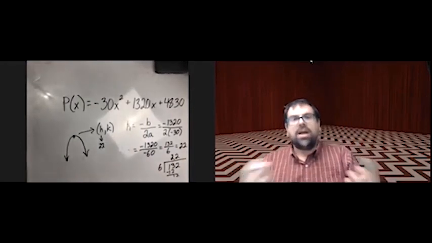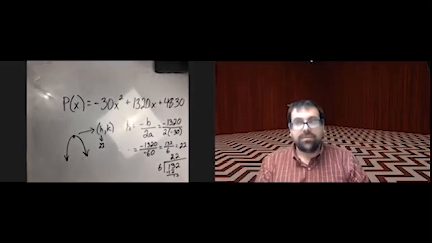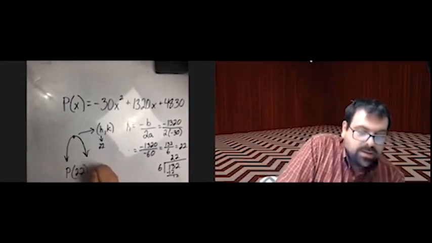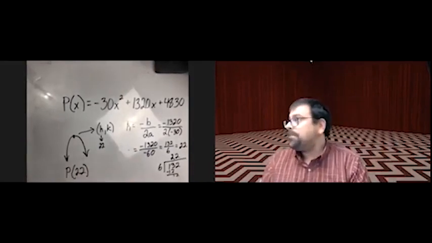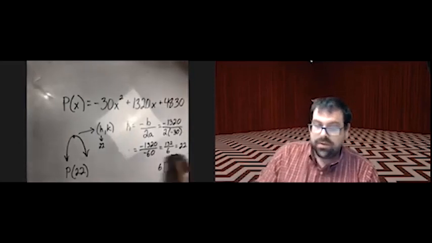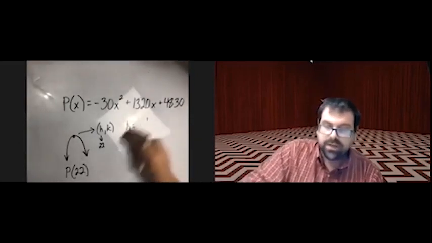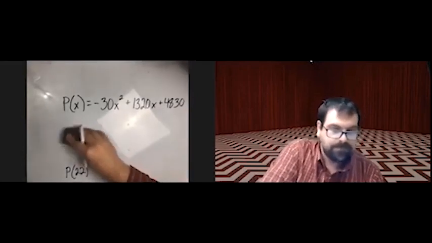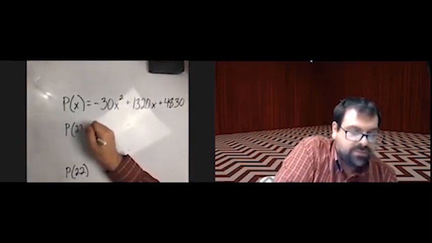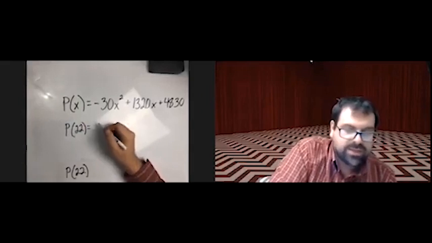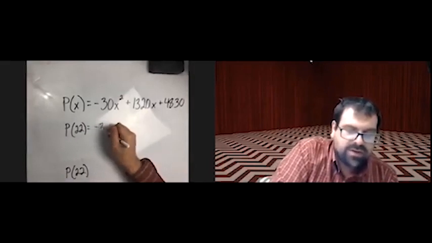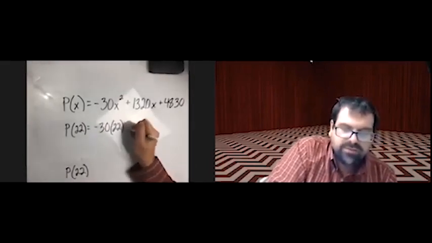How could we find k? How do we find the output of a function? We need to find P of 22. How do we find P of 22? Plug it in. We found that the maximum number of cars we can build in a day is 22 before profit starts going down. What is this maximum profit? We're about to find out.